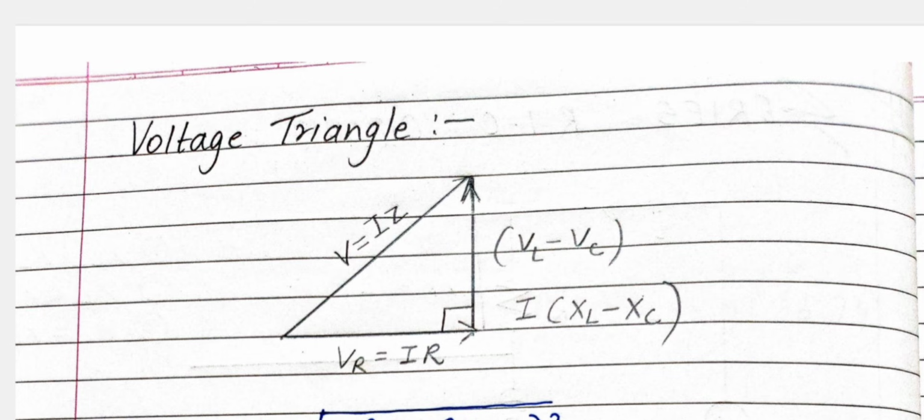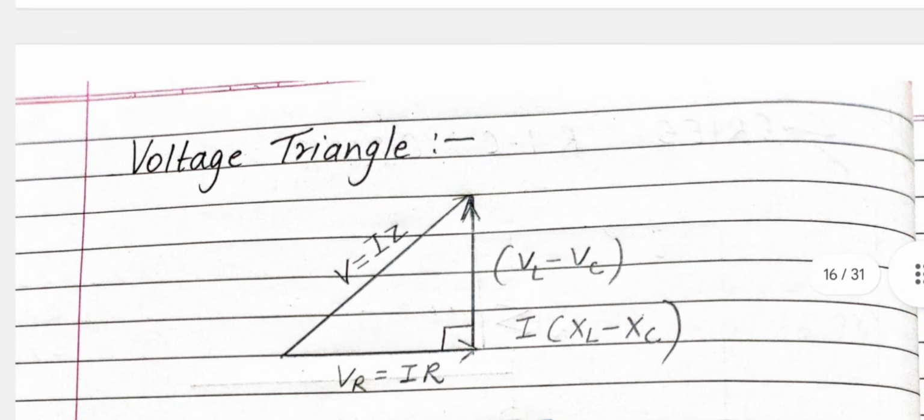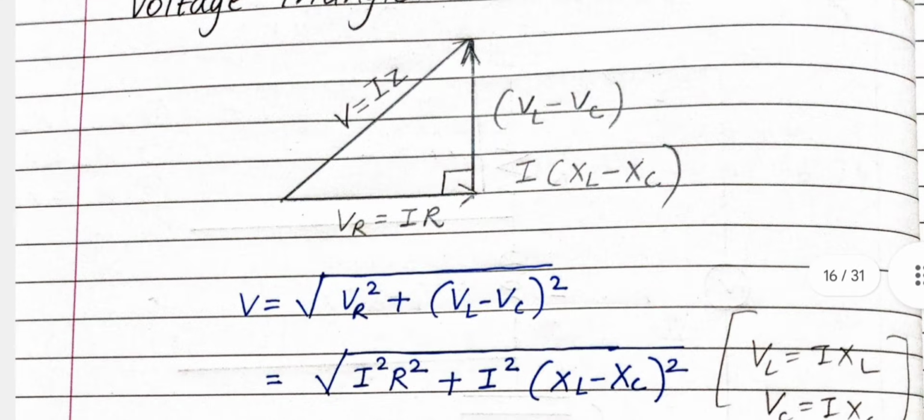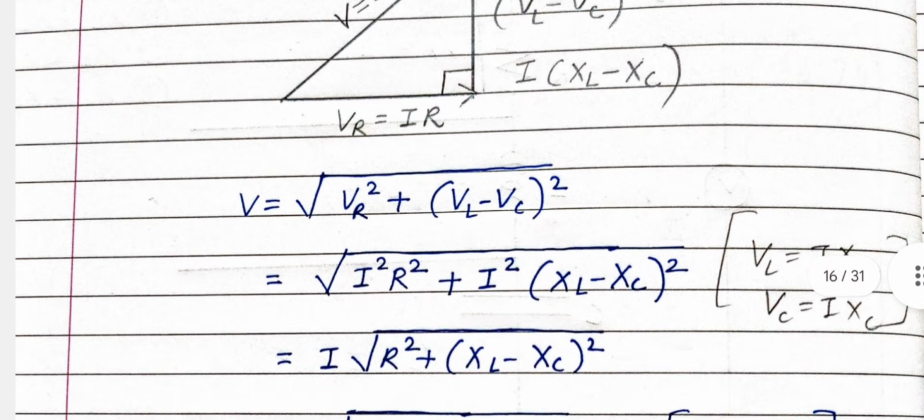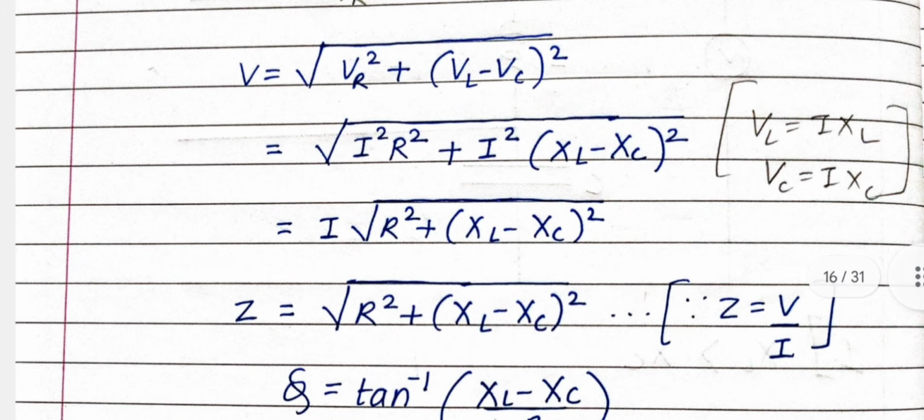So you will write VR, which is equal to IR, in the base, and you will take VL minus VC, and its formula will be equal to I into XL minus XC. Then in your hypotenuse you have to write the supplied voltage, that is V is equal to IZ. Now here, as it is a voltage triangle, you simply have to use Pythagoras theorem. So V will be equal to under root of VR square plus VL minus VC the whole square.